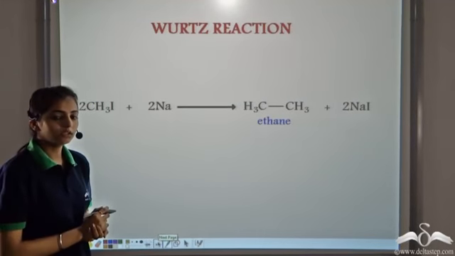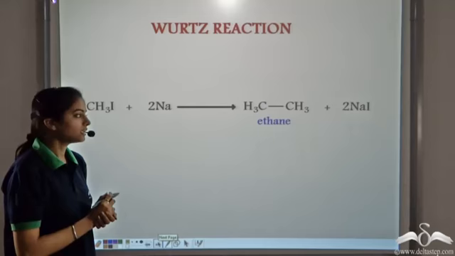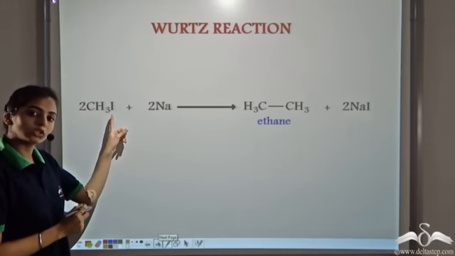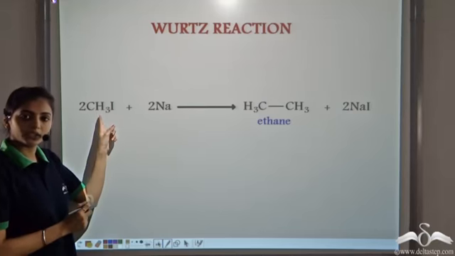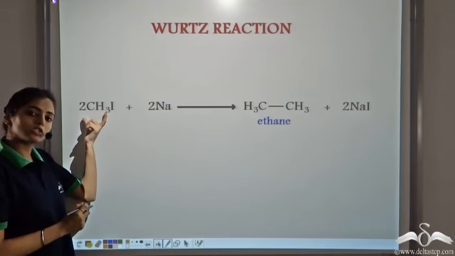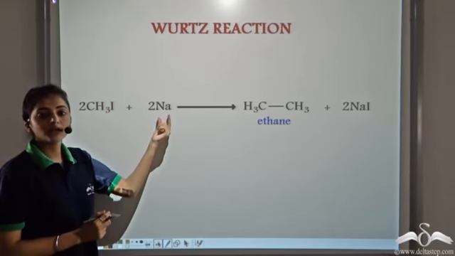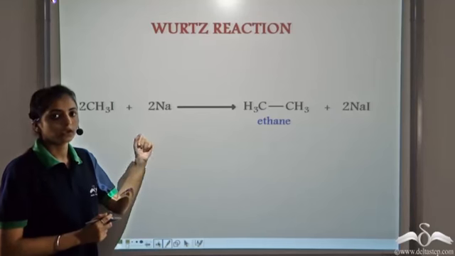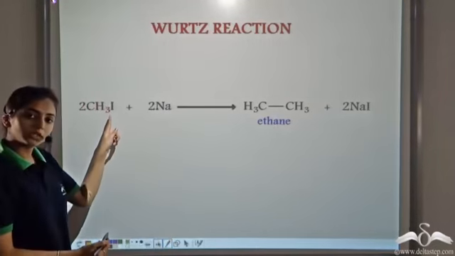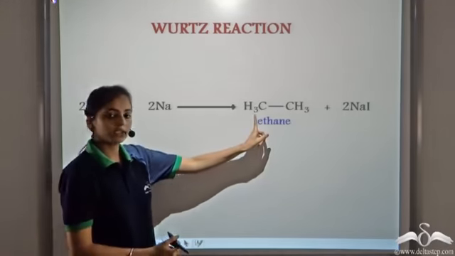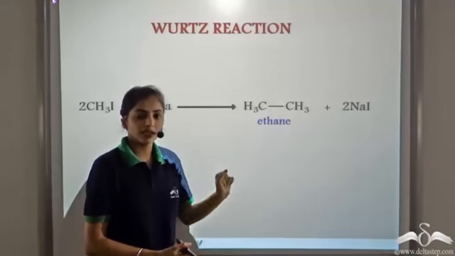This is another method known as Wood's reaction. In this, again we take the chloro, iodo or bromomethane. So let's start with iodomethane. We take two molecules of iodomethane, we react it with two atoms of sodium. So now it forms ethane. Since we are starting with two molecules, it forms CH3-CH3 plus NaI.